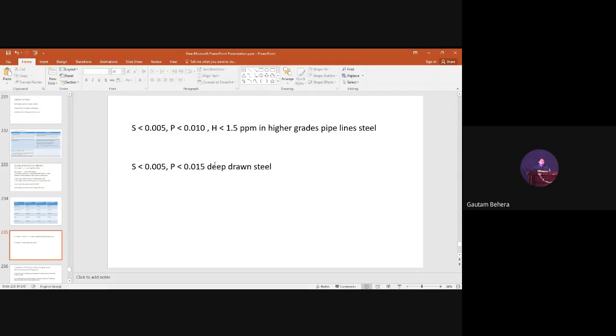And if we have deep drawn steels, which means, you understand, it is drawn to a large extent, maybe making wires or any sheet metals, here the sulfur content should be less than 0.005 and phosphorus content should be less than 0.015.